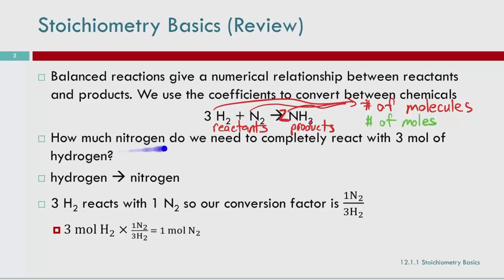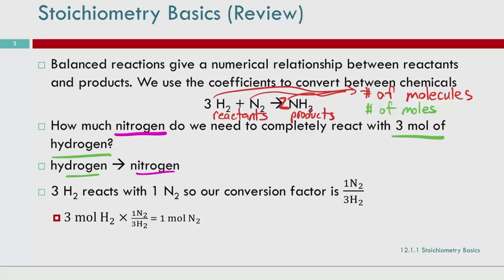So how much nitrogen do we need to completely react if we've got 3 moles of hydrogen? We are looking for nitrogen. We're given 3 moles of hydrogen. Our goal is to go from hydrogen. We were provided a number for hydrogen. We've got 3 moles of it. We want to figure out how much nitrogen is that.